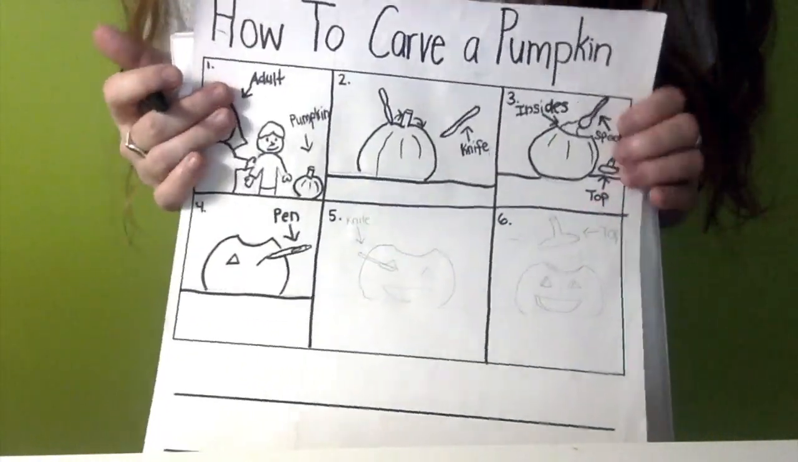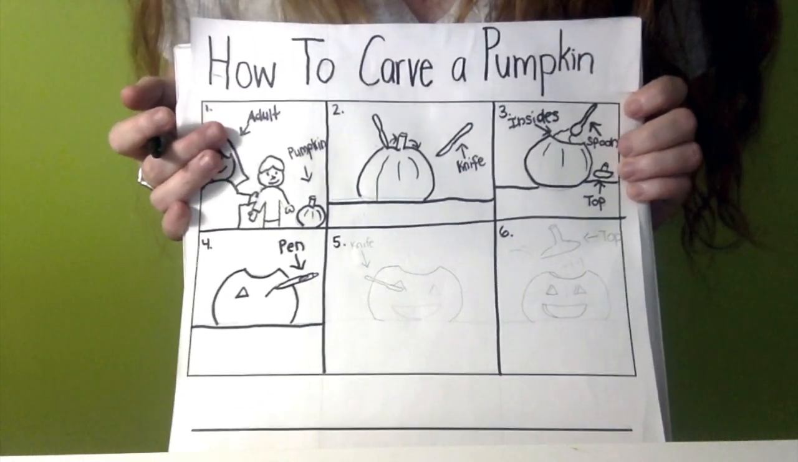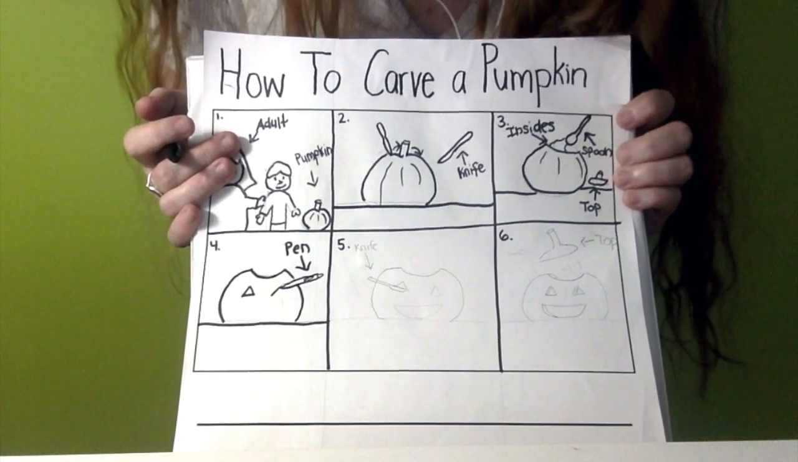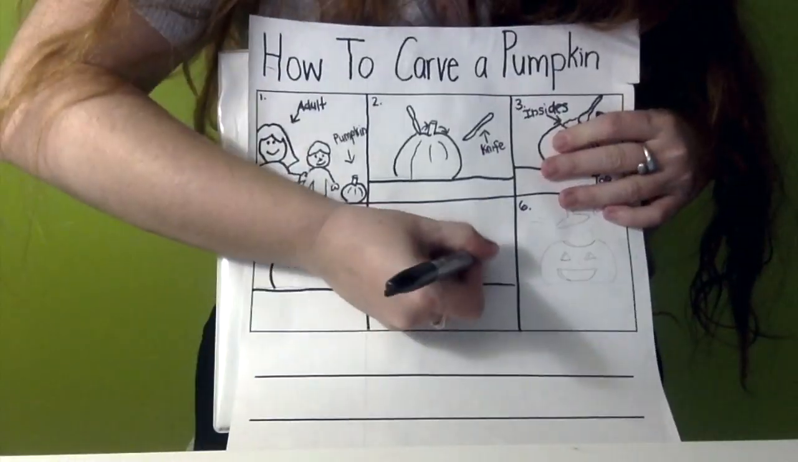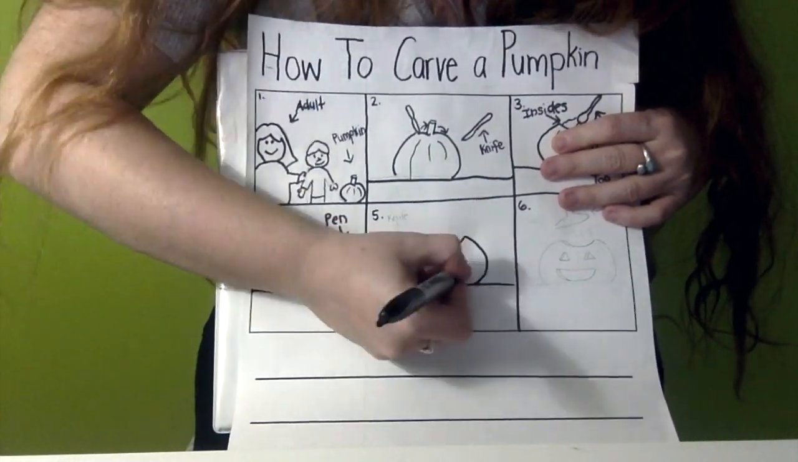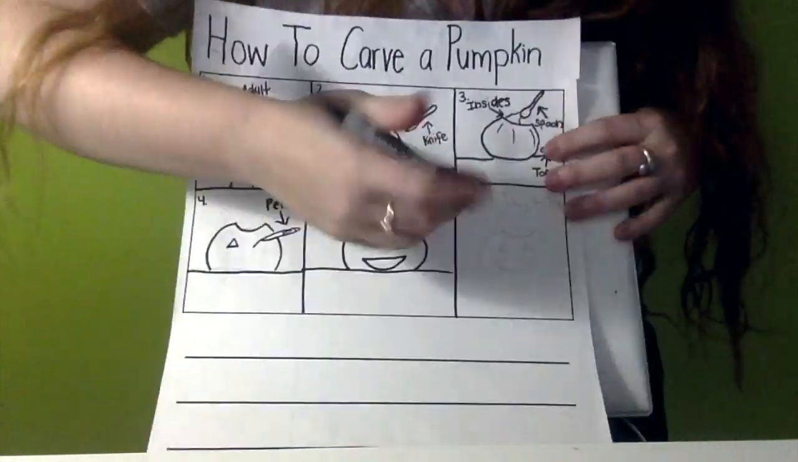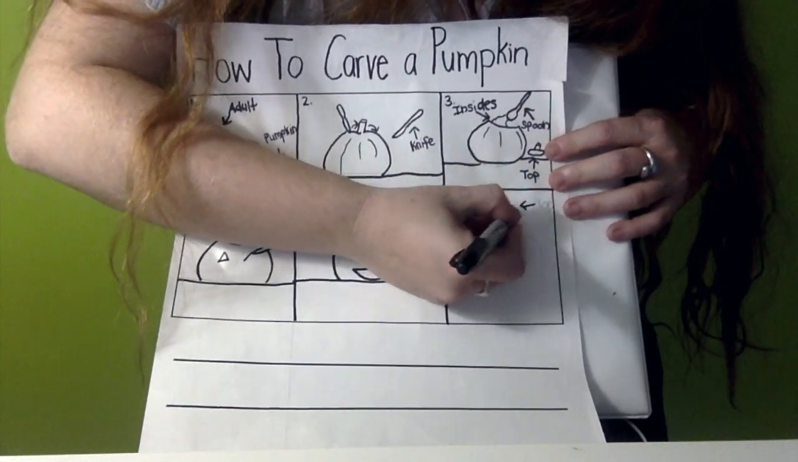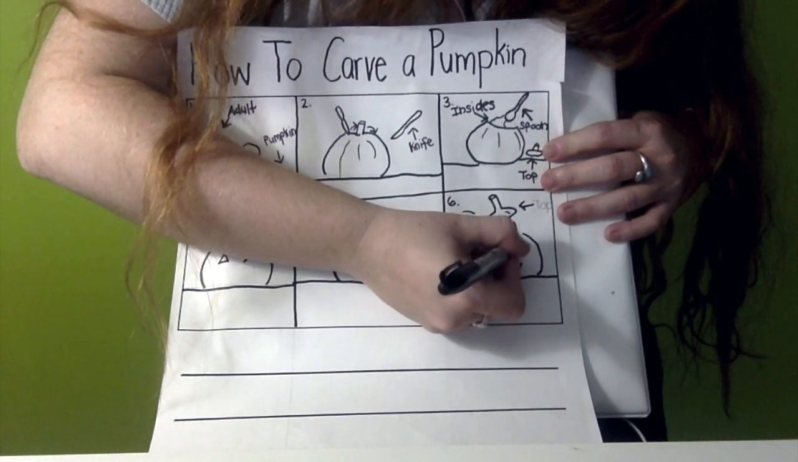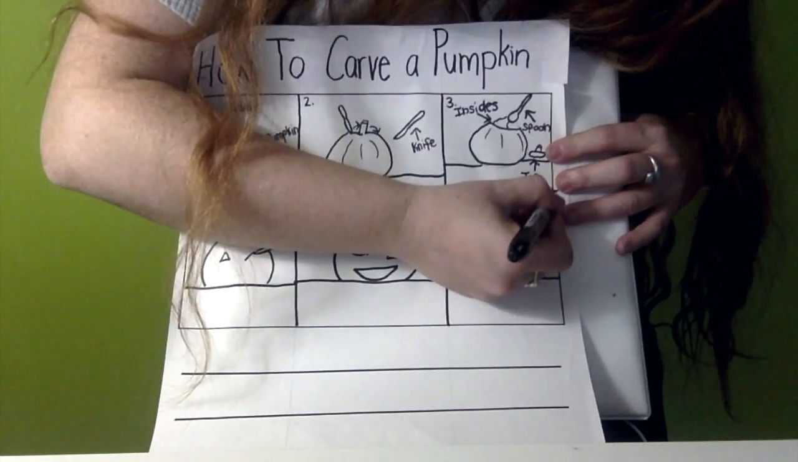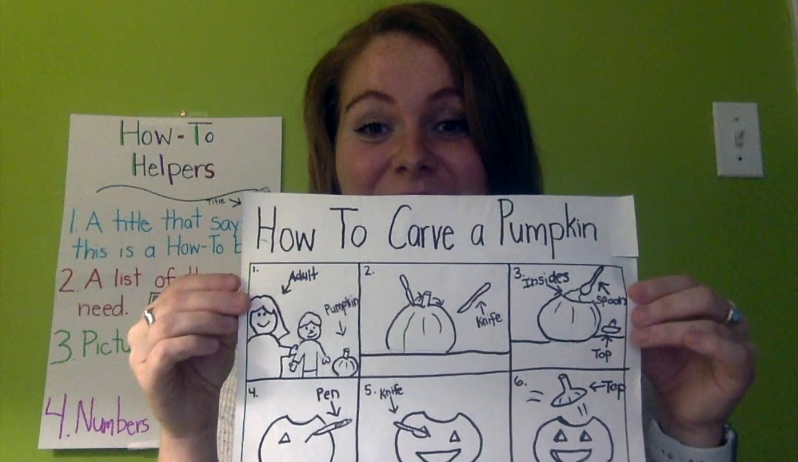I don't want to take any more of your time, so I'm going to go ahead and show you the fast version of steps 5 and 6. I'm going to do the same thing. Step 5 is to carve over the tracing, and step 6 is to put the lid back on. I'll show you my picture. Okay, and now my picture plan is complete.